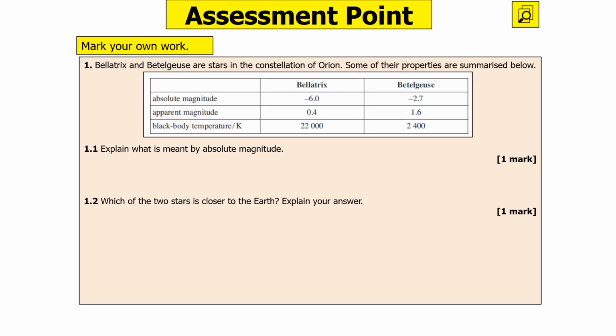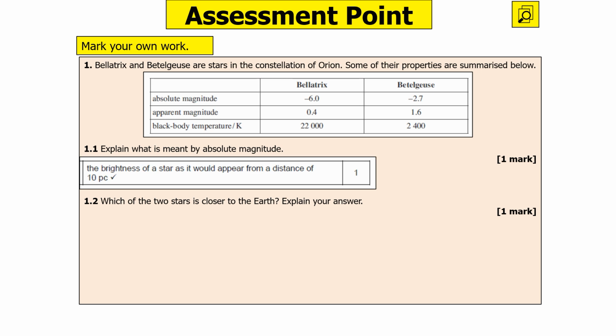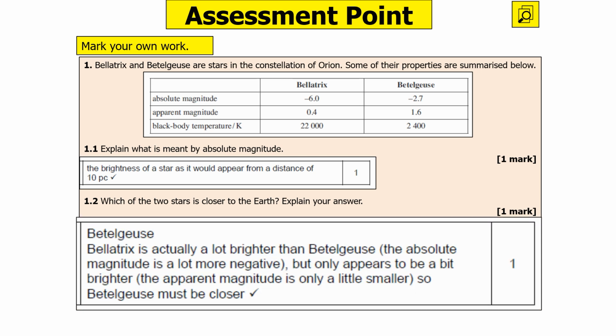Right, learn the definition of absolute magnitude. It's the brightness of a star as it would appear from a distance of 10 parsecs from the Earth. The two stars, which one is going to be closer? Well, the answer is going to be Betelgeuse. Now you can see that because Bellatrix has a much more negative absolute magnitude, it must be a lot brighter than Betelgeuse, but it only appears a bit brighter from the perspective of the Earth, indicating that it must be much further away, because it doesn't appear to be much brighter than Betelgeuse even though it should be a lot brighter, so therefore Betelgeuse must be closer.